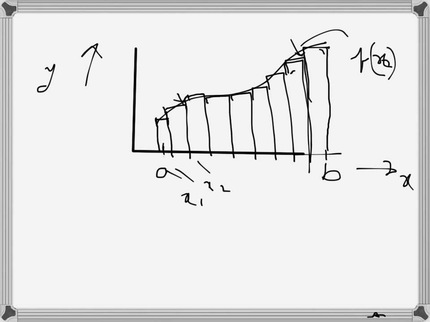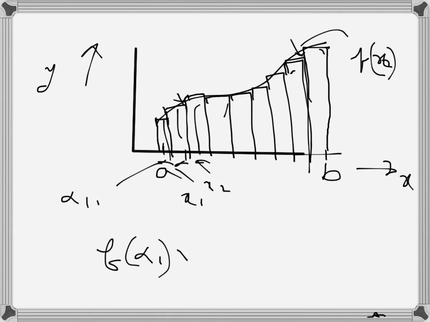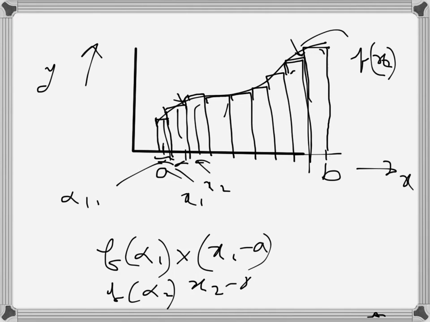If we say this one, so let's call the middle point here, the ordinate is, let's say, alpha 1 here. So the area will be f(alpha 1), which is the ordinate, times, if this is x1 minus a, that is this part, which is the abscissa. So this is the first rectangle. Then the second rectangle will be f(alpha 2) times x2 minus x1, and so on it will go, and then finally it will be summed up.